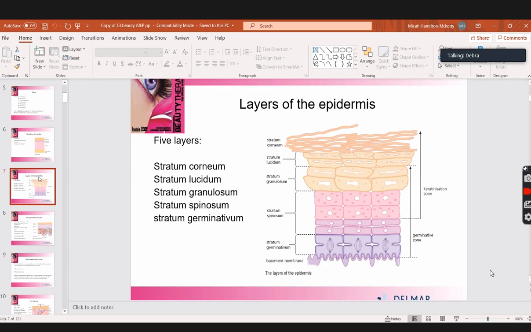Stratum granulosum, which is known as the granular layer. Stratum spinosum, which is the prickle cell layer. And stratum germinativum, or the germinative layer. Okay, so in your books, you will have the common names. These are the Latin names. So we've given you both names just in case the test paper decides to use Latin that day, or it might be a little bit common that day.